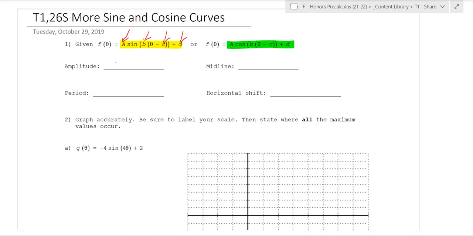Well, A right there is going to tell us the amplitude, and it's going to be the absolute value. So the amplitude is always positive. It's the distance from the midline to the max or min. The midline is going to be y equals d in both cases. And the period is going to be 2 pi over b. Now the horizontal shift, this is key here.